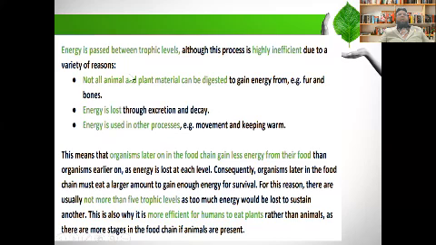So see, energy is passed between trophic levels, although this process is highly inefficient due to a variety of reasons. Now, what are the reasons behind it? Not all animal and plant materials can be digested to gain energy, for example, fur and bones. Energy is lost through excretion and decay. Energy is used in other processes, for example, movement and keeping warm.